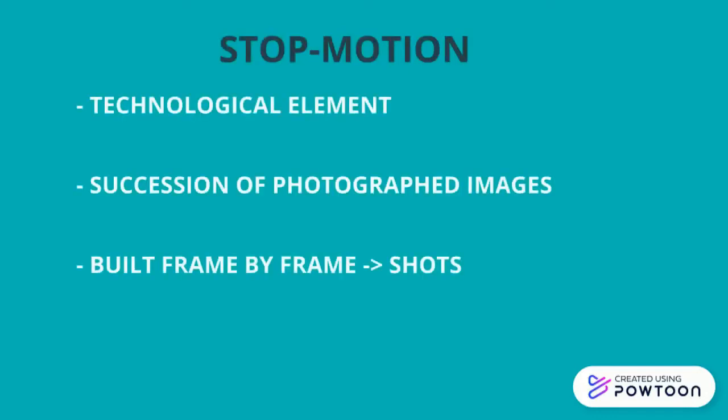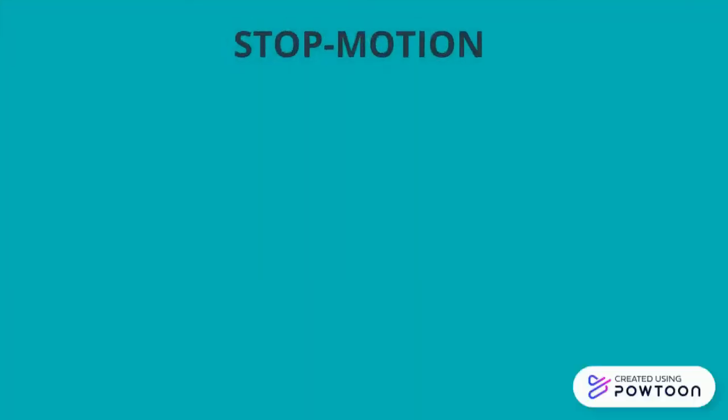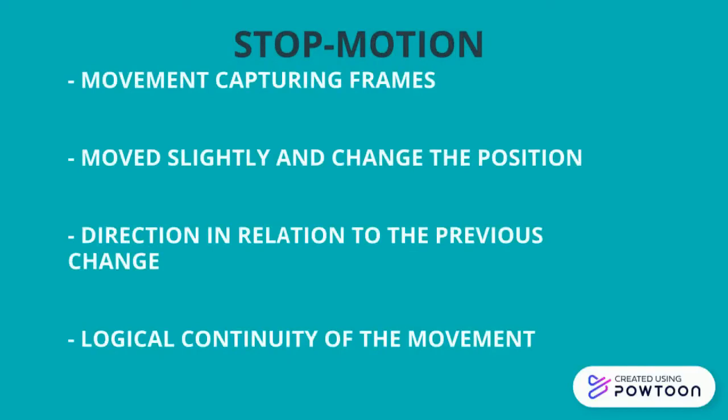The first technological element is stop motion. That is an animation technique that consists of pretending to move static objects through a succession of photographed images. Motion of the static object is built frame by frame, manipulating the object between shots. It consists of pretending the movement of said objects by conjuring frames.